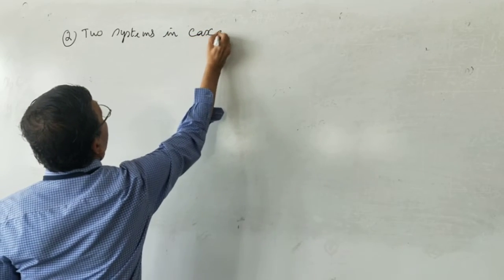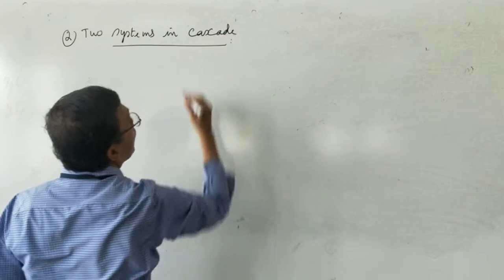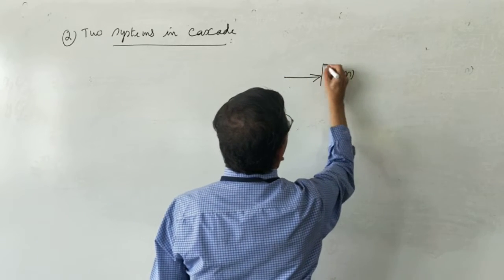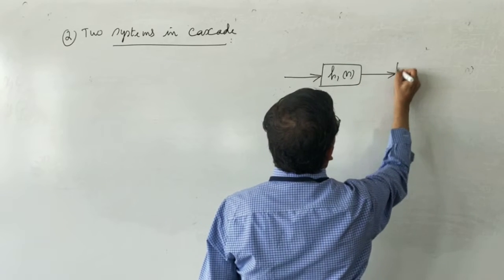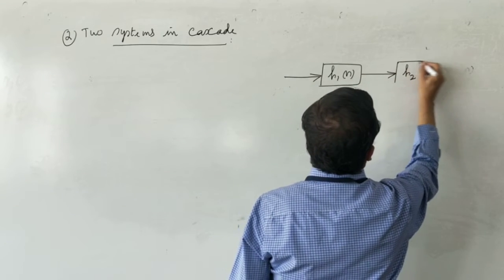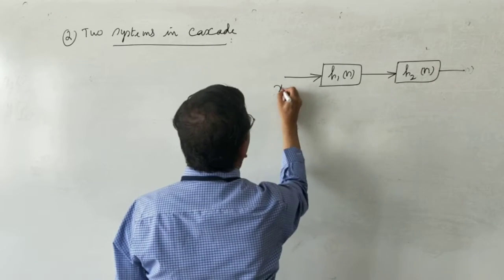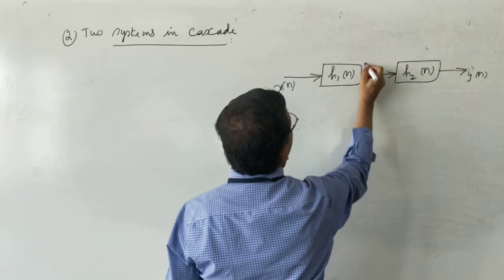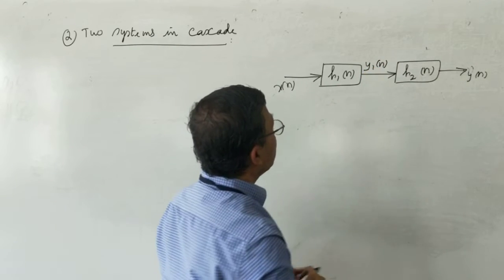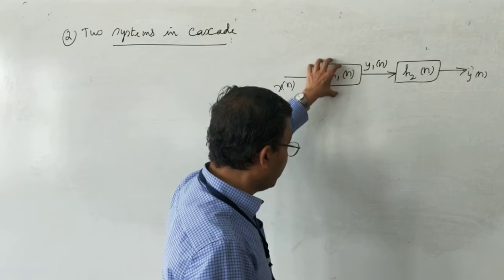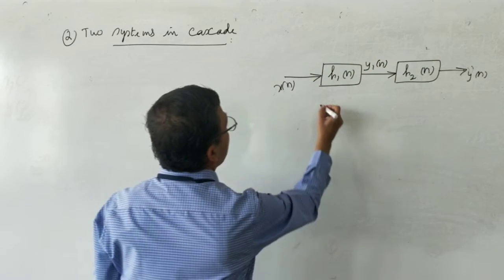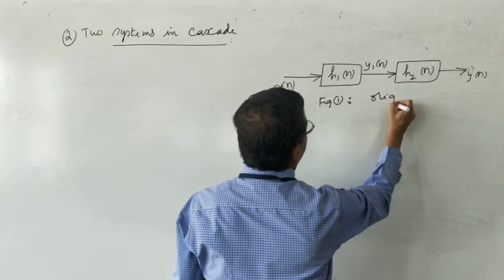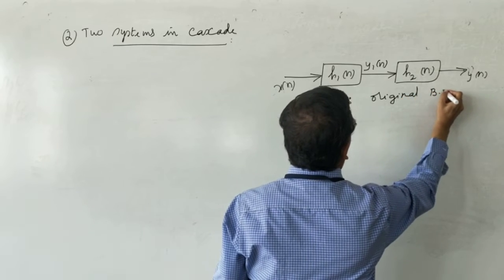Two systems in cascade. Let us consider two LTI systems having impulse responses H1 of N and H2 of N connected in cascade. The overall input is X of N, the overall response is Y of N, and the response of the first system is Y1 of N. Systems are said to be in cascade when the output of one system becomes the input of the next system. This figure I will call figure 1, and it stands for the original block diagram.